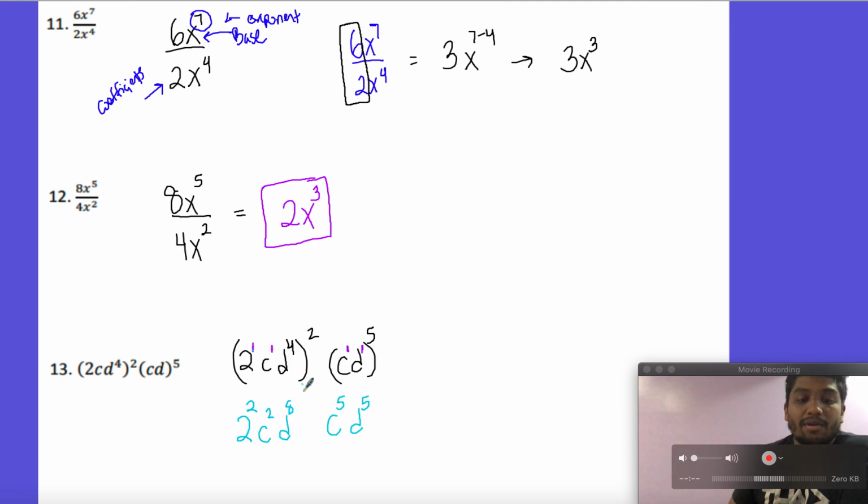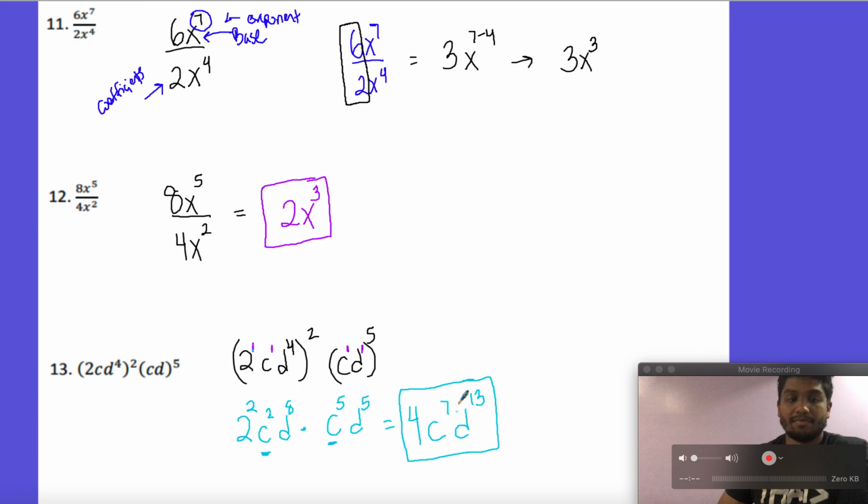Okay. So anyway, continuing from here, we're going to end up with now 2 to the second is 4. Then we have, remember, c to the second times c to the fifth. This is the product rule here, right? 2 plus 5 is 7. And then d to the eighth times d to the fifth, same exact base. We're just going to add. And this would be our final answer, just like that.